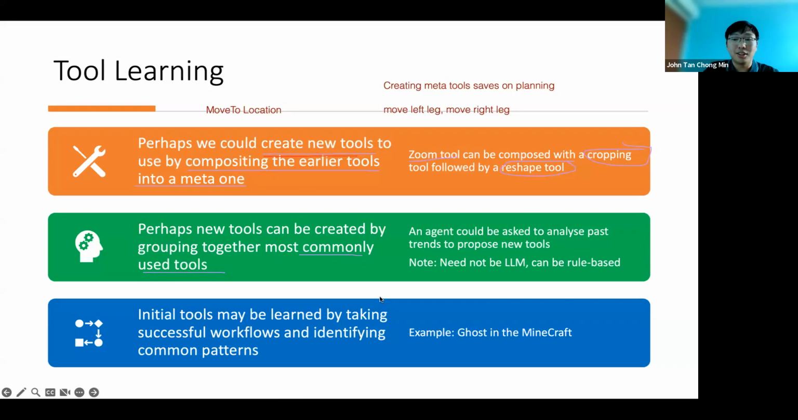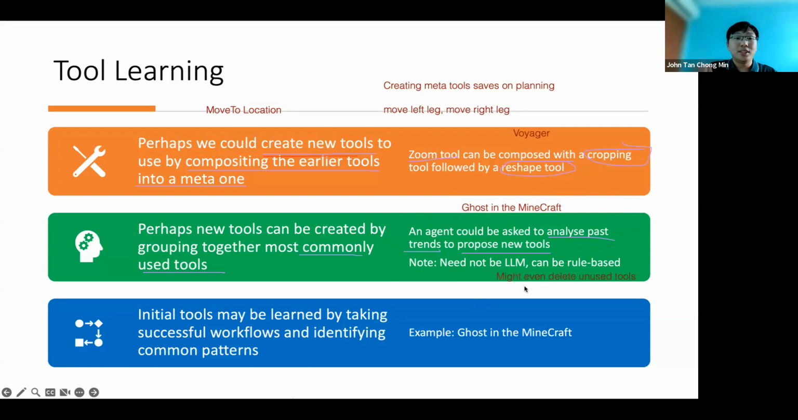This is Voyager. So the top one is something like Voyager. The bottom one here, you can treat it like Ghost in the Minecraft, where they actually analyze the sequences of moves to solve like 1,000 over problems. And then based on these sequences, they come out with tools. The more the tools that are always used together, they group into one tool. So you can analyze your past tool usage and propose new tools. You might even delete unused tools.